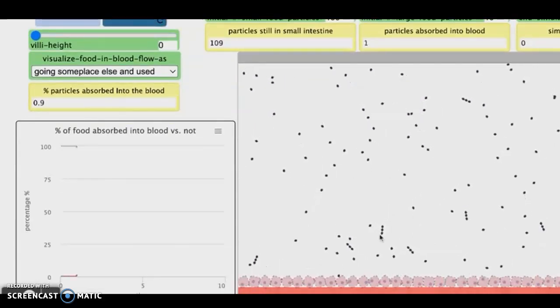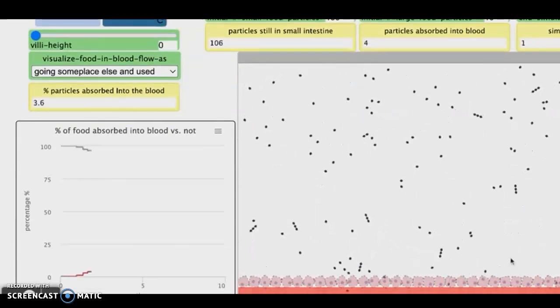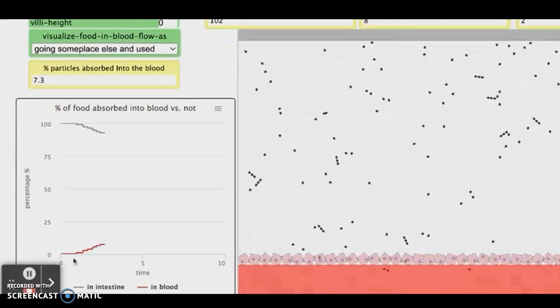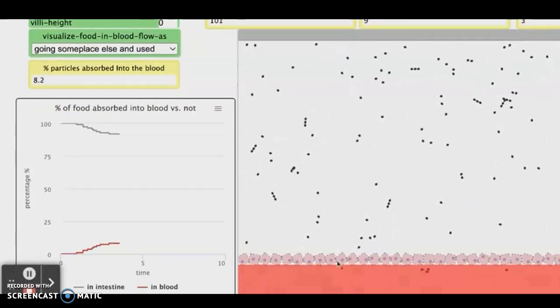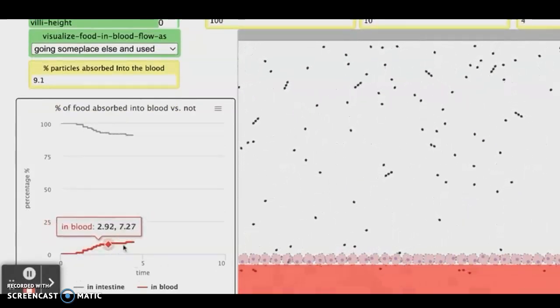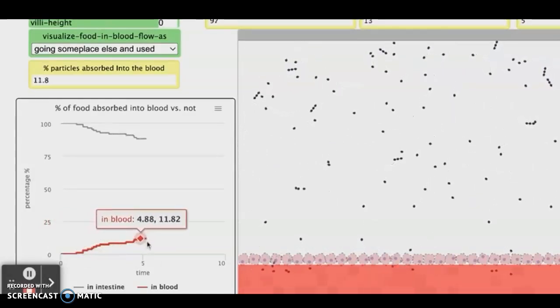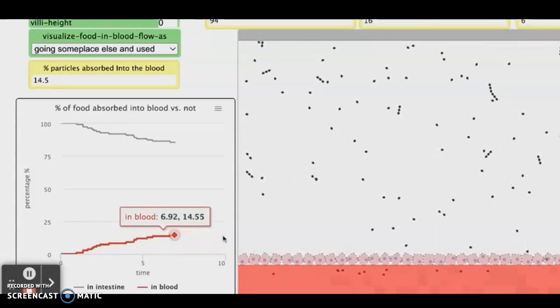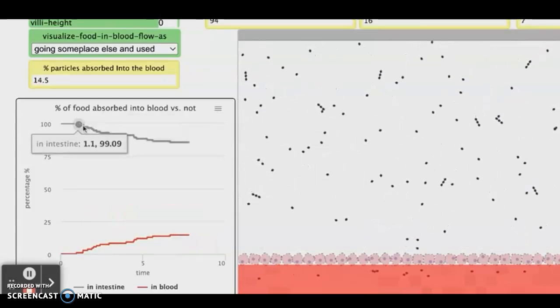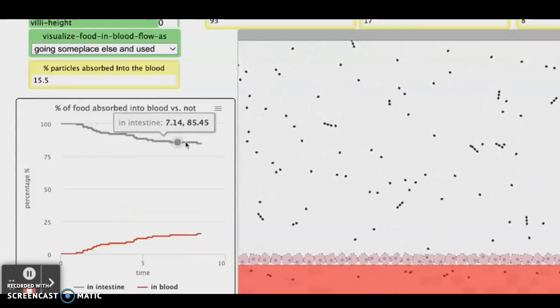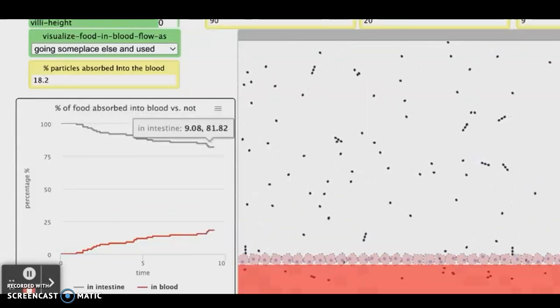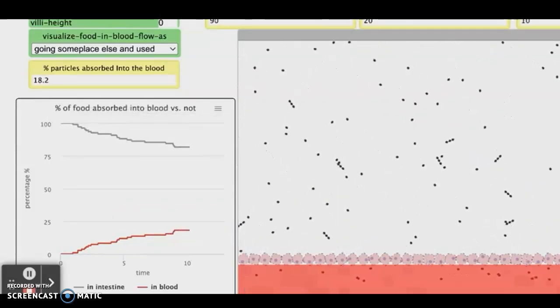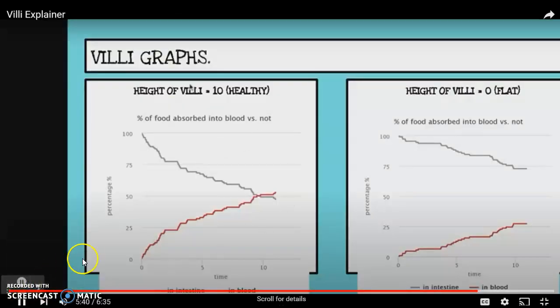So you can see there's no finger-like projections. And it looks like some of the glucose molecules are getting into the bloodstream, but they are not increasing nearly as quickly as they were before. You can see that, again, a little bit is leaving the small intestine, but not a lot. Not nearly as much as there was before. So here it was when it was at 10, right? Here it was when it was at 0.